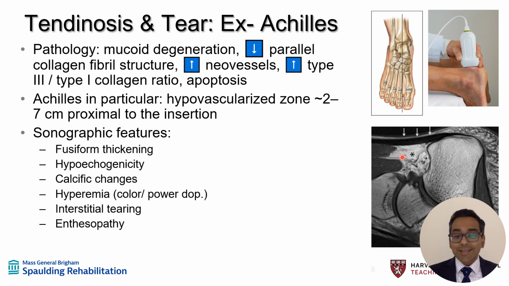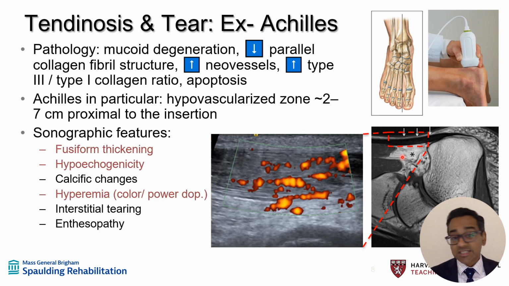You can also get enthesopathy, which is really irritation of the tendon more at its enthesis, right where the tendon inserts into the bone. This is that hypovascularized zone I was telling you about. On ultrasound, what we classically see is a picture like this. The first thing we notice here is how thick this Achilles tendon is, and it has that fusiform swelling. Secondly, this green little box here is the Doppler box, and notice all the hyperemia and the Doppler signal in the tendon, all indicating a much more substantial degenerative process.